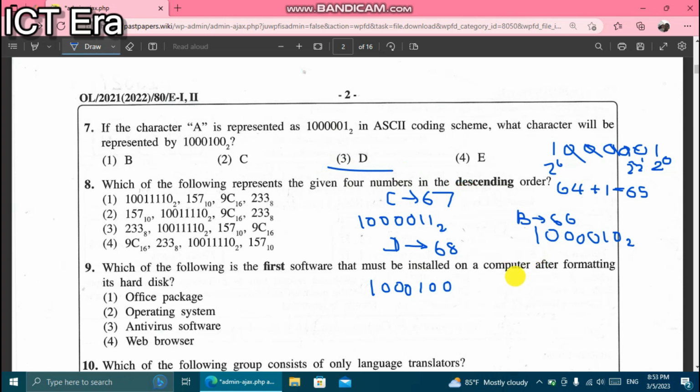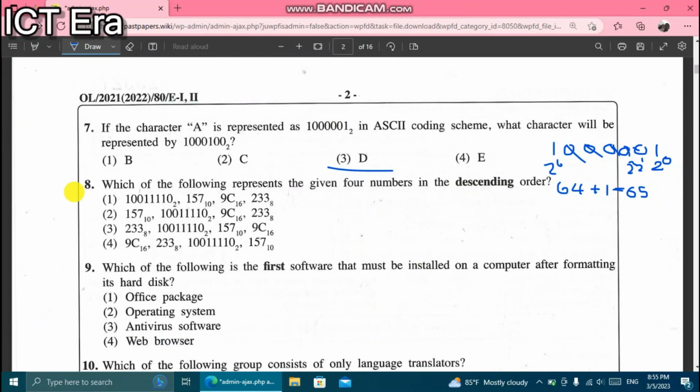D is the answer. If we take E, it represents 69. That means it should be 64 plus another 5. Then 5 can be made by 2 to the power 2 and 2 to the power 0. Then 1, 0, 0. Here 1, 0, 1. So these are the ASCII coding schemes of B, C, D and E. Okay, then let's move to the 8th question.